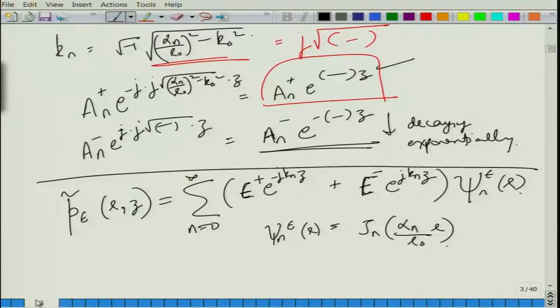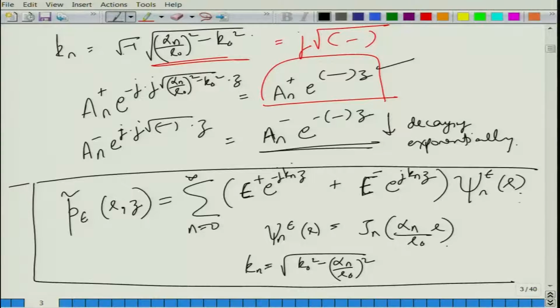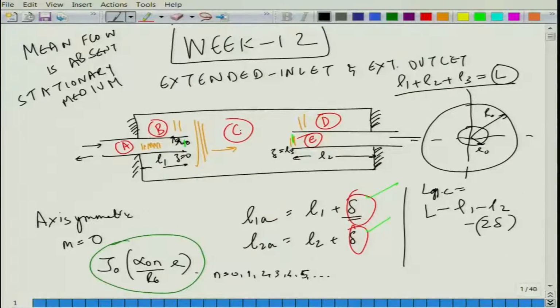We get this sort of a thing, and Kn is the same, k naught square minus alpha n by r naught square. We get the same thing. Now, we have this. Now, how about the chamber region? Let's worry about the chamber region now, that is basically the C region.